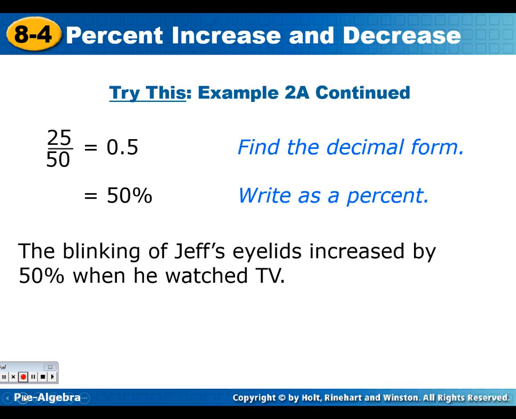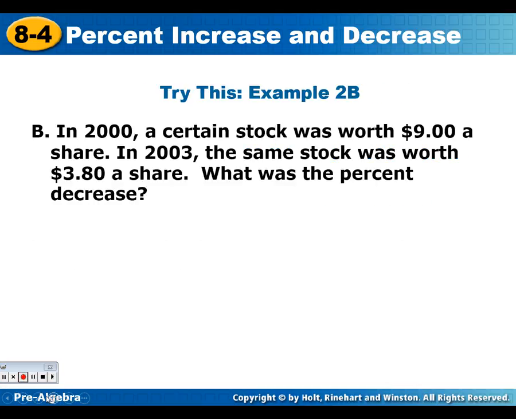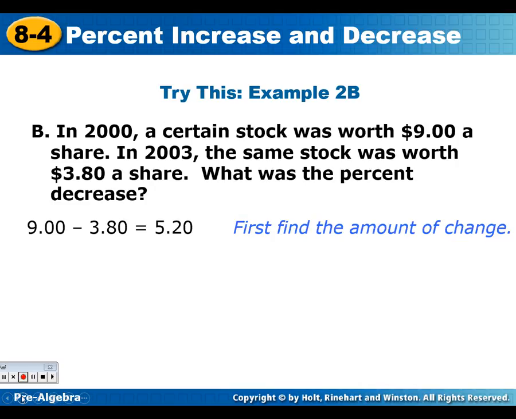All right, take a look at another example here. In 2000, a certain stock is worth $9 a share. In 2003, the same stock is worth $3.80 a share. What was the percent decrease? So first thing I do is I need to find the change between what it was and what it now is. So again, I'm subtracting $9 minus $3.80. We see that the change was $5.20.